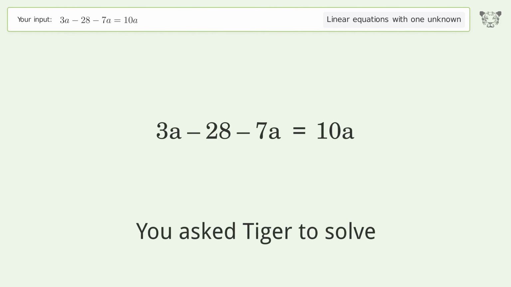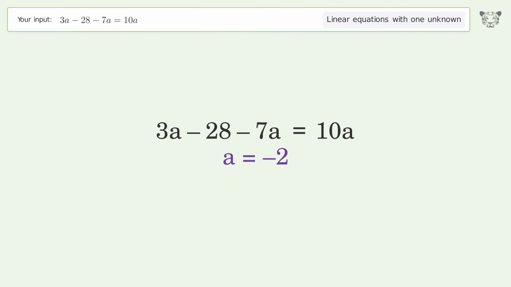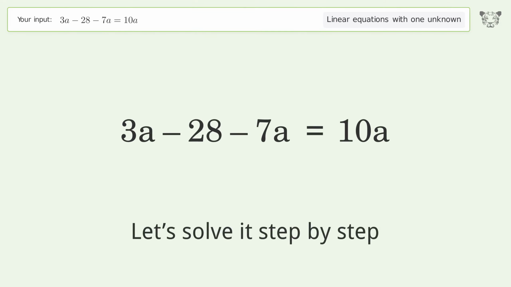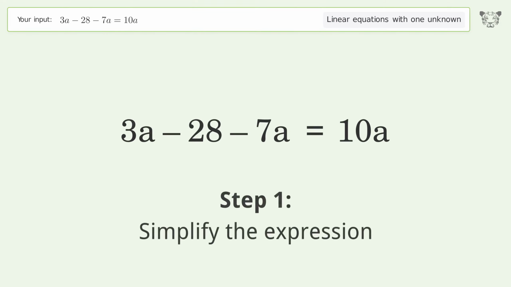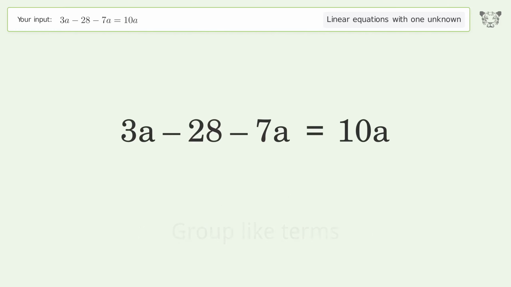You ask Tiger to solve. This deals with linear equations with one unknown. The final result is a equals -2. Let's solve it step by step. Simplify the expression. Group like terms.